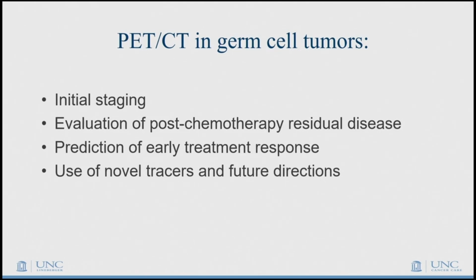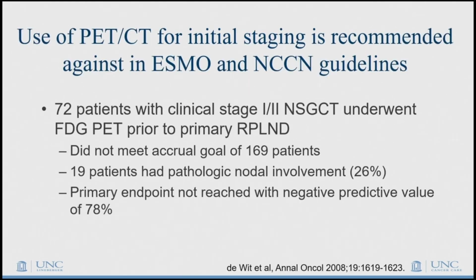So in this talk, we'll go over the role of PET for initial staging of germ cell tumors, then its main role in evaluation of post-chemotherapy residual disease, then prediction of early treatment response, which is an emerging theme in the use of PET in germ cell tumors, and then novel tracers and future directions. Basically, for initial staging, PET-CT use for initial staging of any germ cell tumor is recommended against in guidelines, including European guidelines and NCCN guidelines.